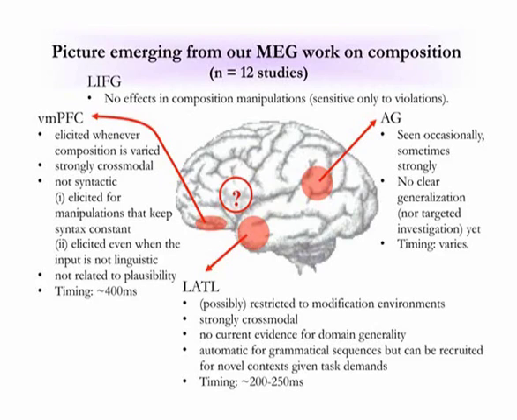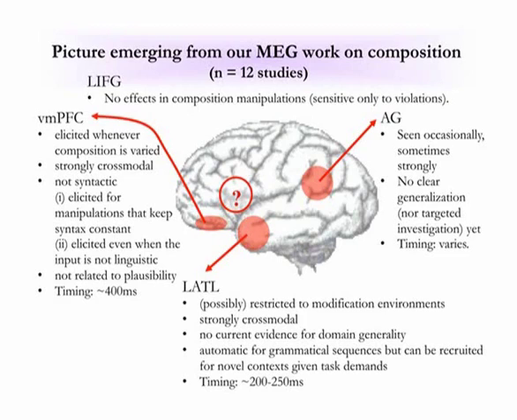This activity is not related to the plausibility of the expression, so it seems to be involved in building the semantic representation, but not in the evaluation of the fit between that semantic representation and your knowledge about the world. So it's not an N400 related, but an N400-like effect. This is not something that I'll be talking about in any detail here. However, the timing is consistent with N400, so it is in that kind of time range.